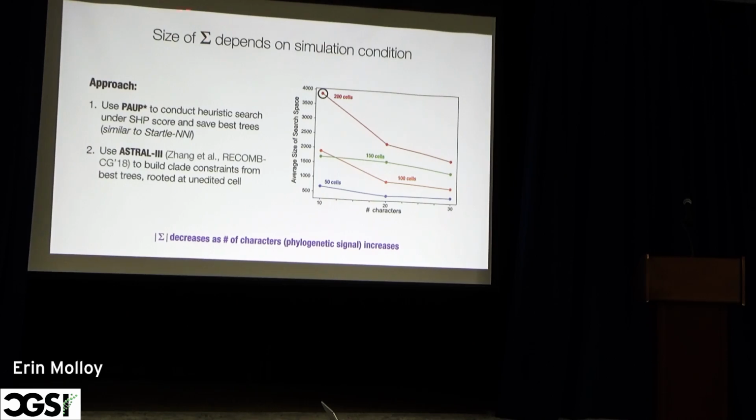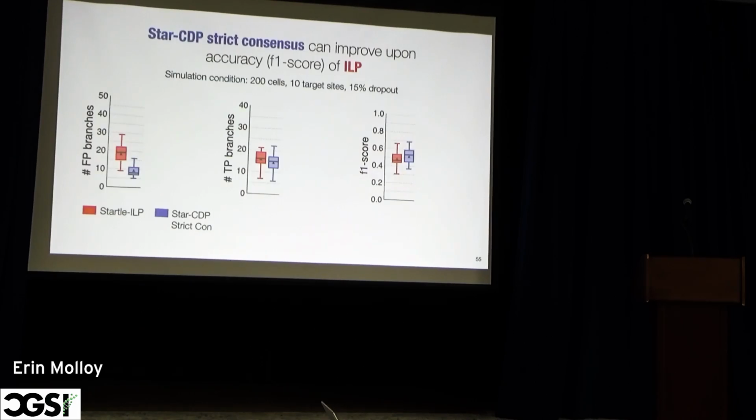First, as you would expect, the size of sigma that we're building depends on the simulation condition. When you have 10 characters and 200 cells, the size is a lot larger than when you have 30 characters and 200 cells. And this is what you would expect, right? Because there's less data. And under that condition, this is where it looks like DP and taking the consensus has a lot of advantages.